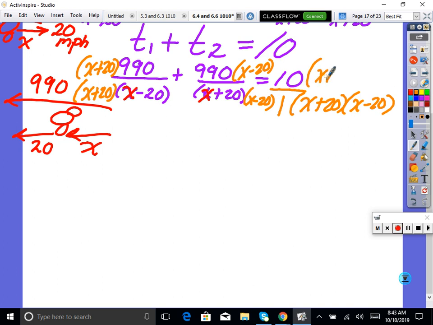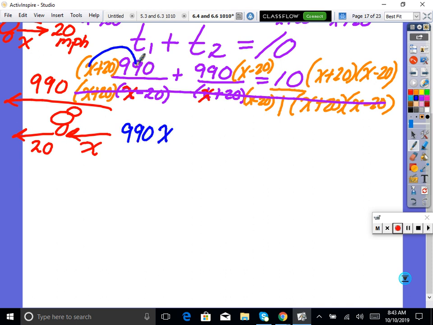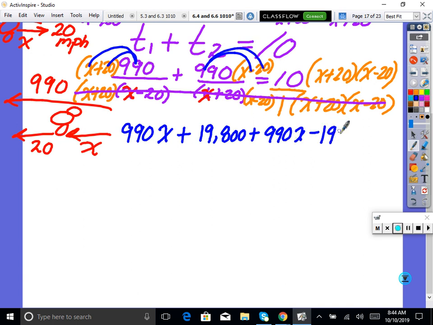Then from there, you can continue solving just with the top. So now I'm going to ignore this bottom. Here we go. So we have x times 990, that's 990x. Then 990 times 20, so plus 19,800. Then we have a plus sign, 990x again, minus 19,800. That's equal to. Now look at me distributing this bad boy.